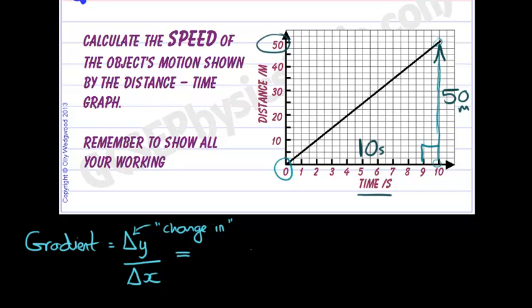And so going back now to our calculations, we've got a change of 50 meters divided by 10 seconds, which is 5. And we're using seconds and meters, so we're going to have meters per second because the gradient of a distance time graph is speed. So there we are. There's our calculation.